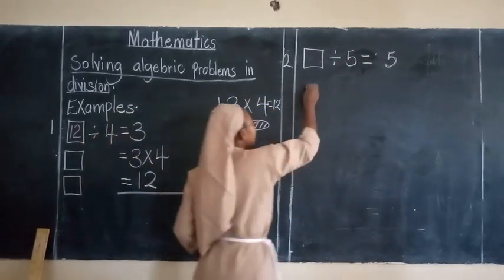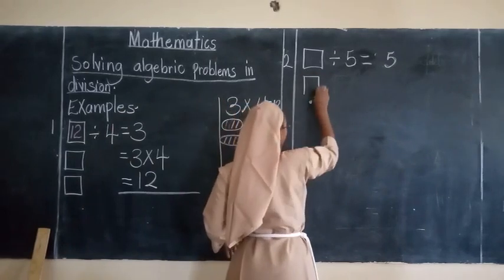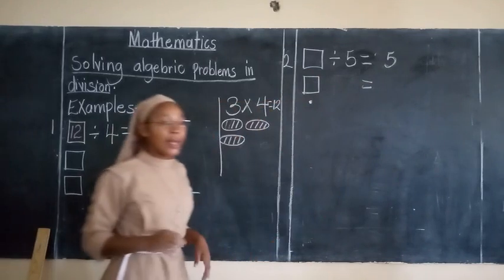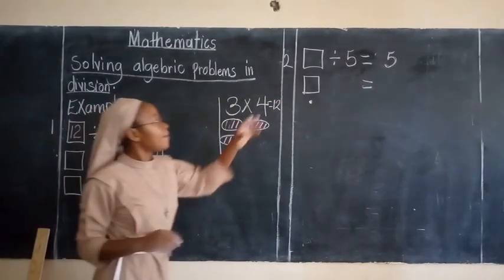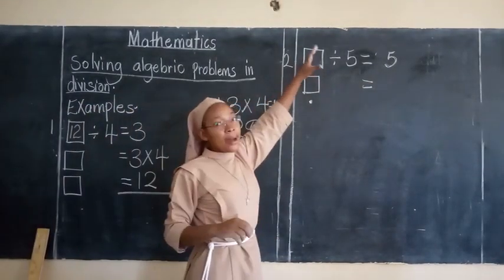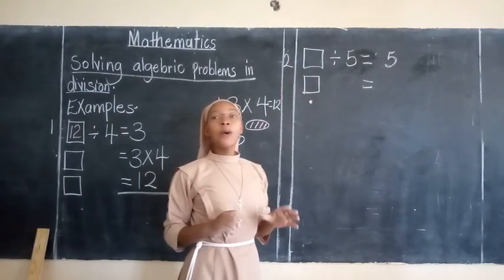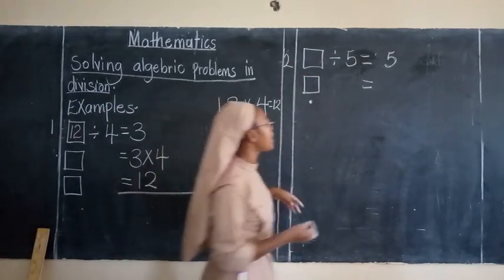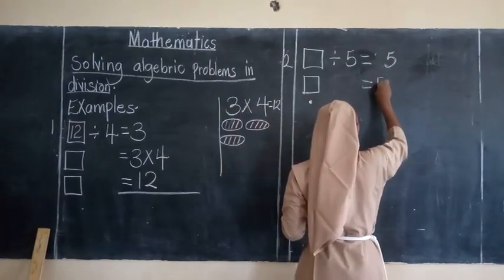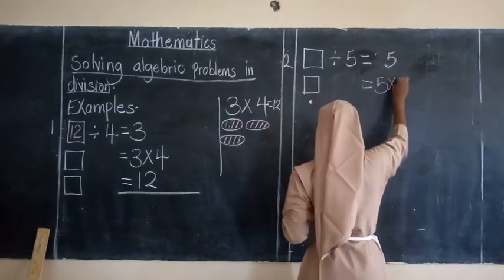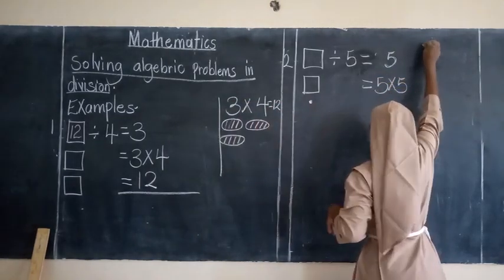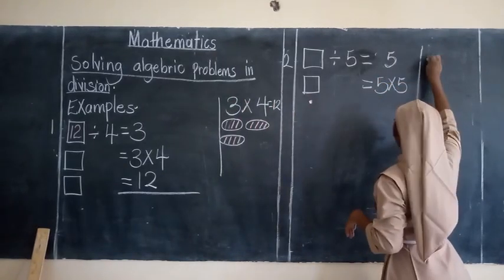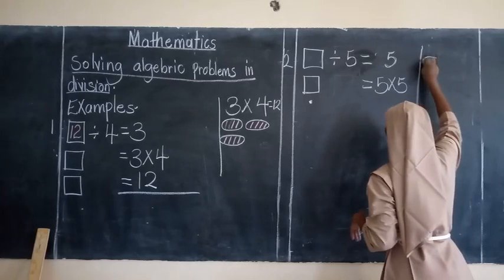So we come down here and we write box equals. Remember we said if we are finding the first number, we are supposed to multiply. So here, what are we going to multiply? We are going to multiply 5 by 5. And then we come here and we do our side work from here. We are going to make 5 groups of 5.